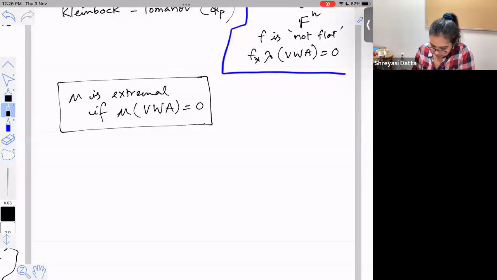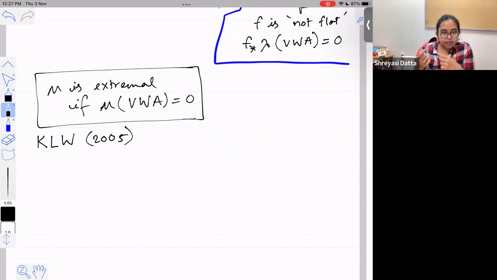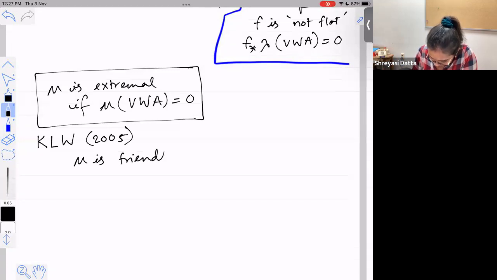Okay, so next, Kleinbock, Lindenstrauss and Weiss. I'm just going to write KLW. In 2005, they found geometric conditions on mu, a measure in R^n, such that mu is extremal. Okay, so they call such measures friendly. I'm going to define them in a bit, but just want to first write it down. So mu is friendly implies that mu is extremal.